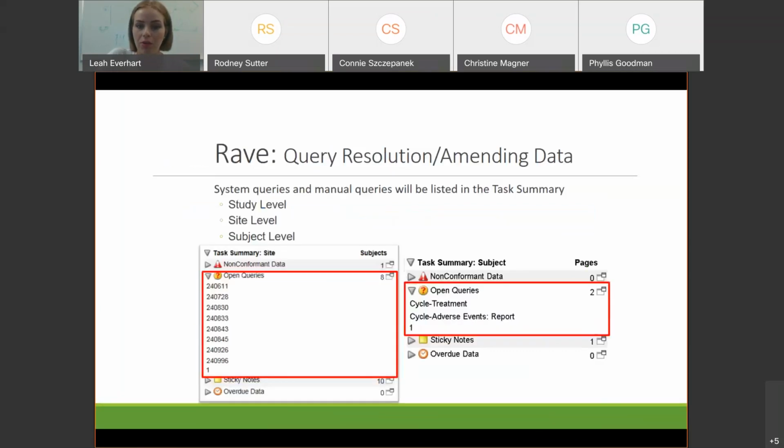And you can find open queries, both manual and system queries, under the task summary list on the right-hand side, and then at the site level on the left-hand side of the screen. And then it also shows which forms on that right-hand side have those queries appearing. Next slide.